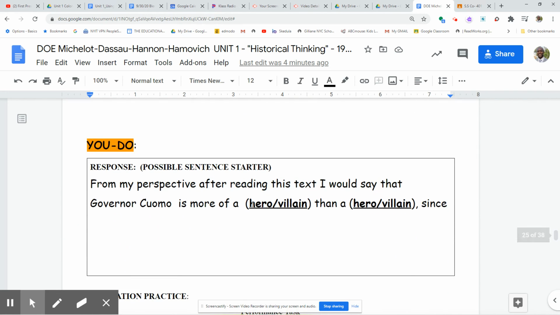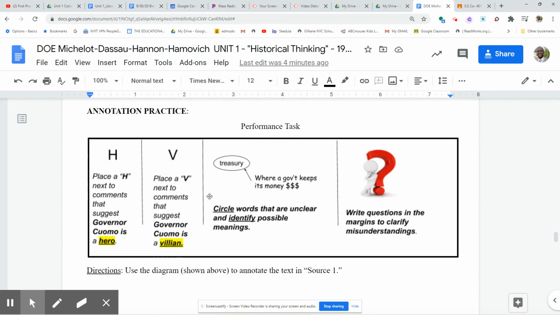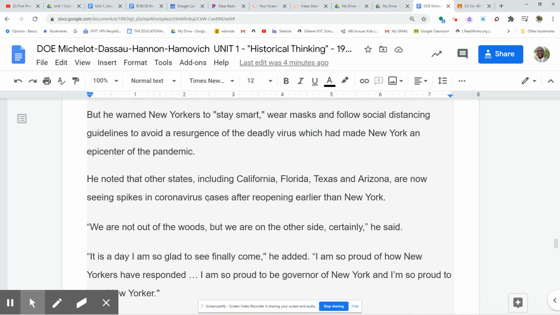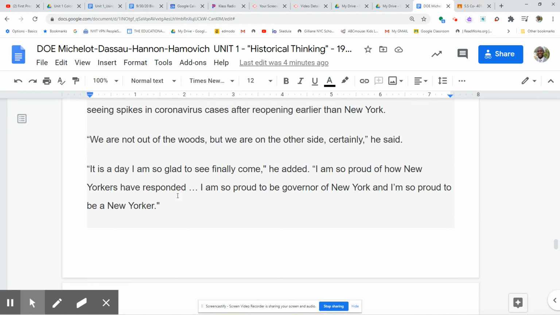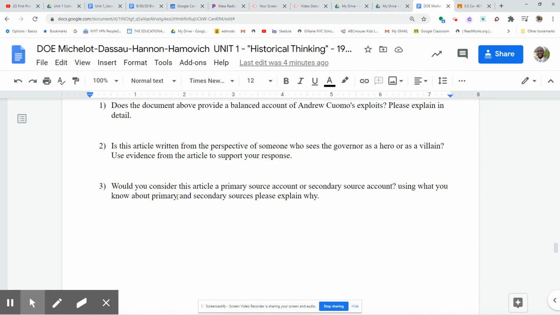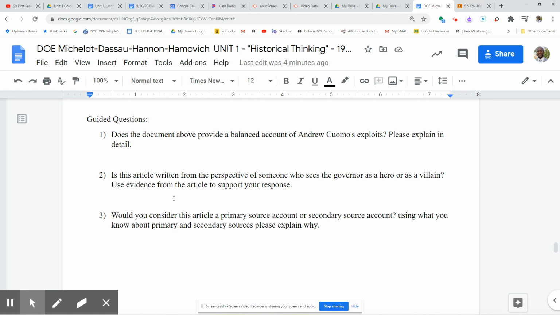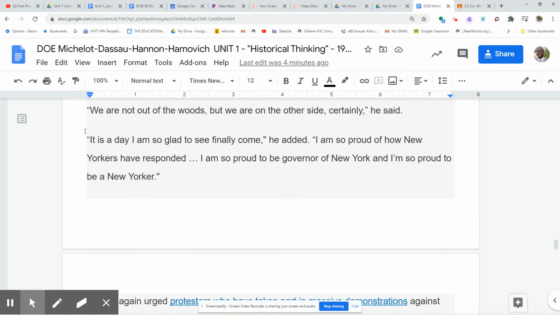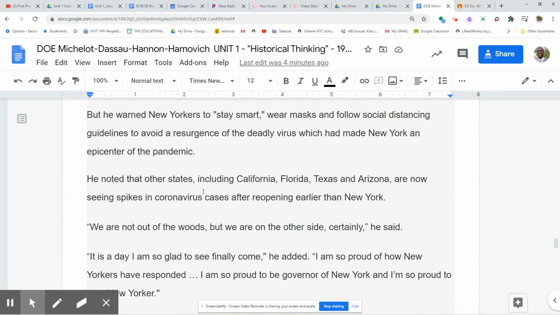After we do that, this is the you do. You're going to read this article relating to Andrew Cuomo, and after you read the article, you annotate however you want. You're going to answer these guided questions in terms of understanding the perspective of the writer. And the evidence is going to be what you annotate with highlighting, using symbols, everything. Okay? So this is the activity.